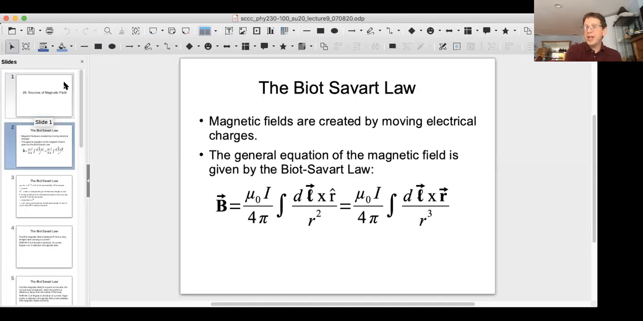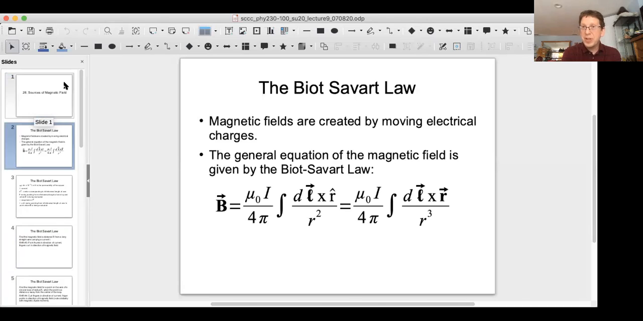And the root of chapter 28 is the Biot-Savart law. This is a vector integral equation. So it's a little bit more complicated than some of the other equations we've looked at. But we'll talk about each of the parts of it in turn.